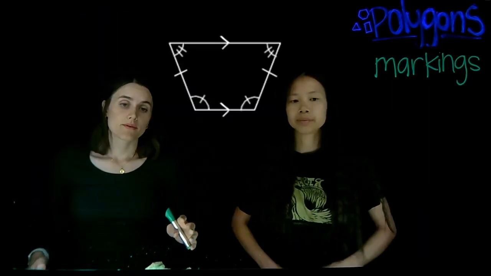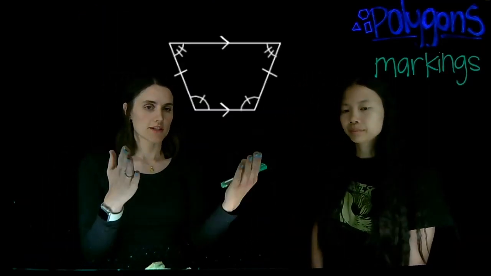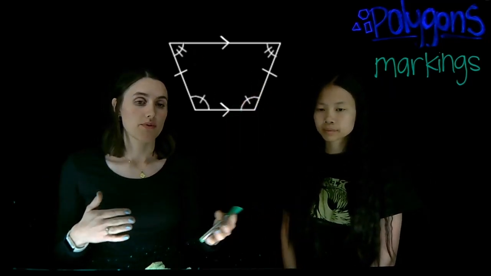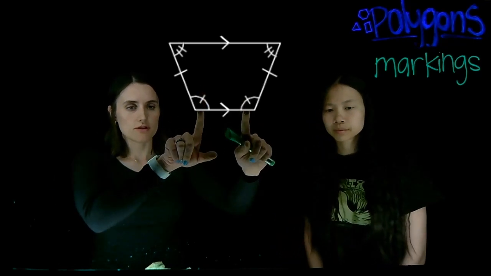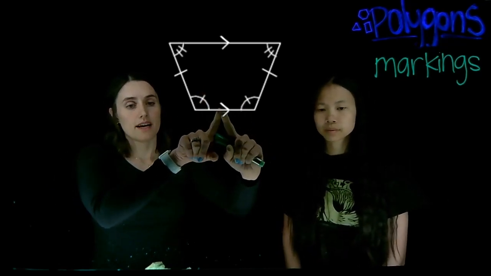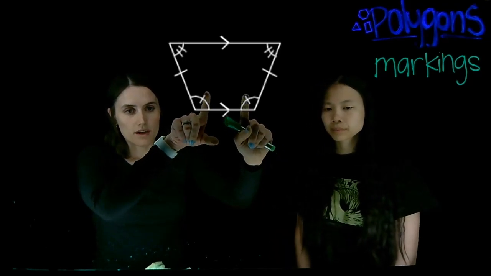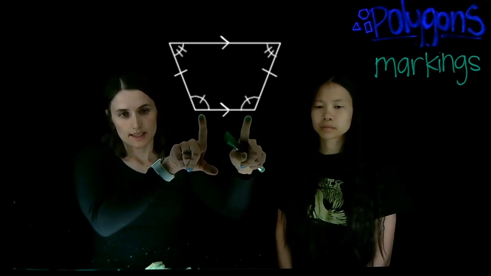So now that we have talked about features of polygons, let's talk about how we mark polygons. If you look at this trapezoid right here, there's a lot of different markings going on. Each of these markings tells us something about the polygon. So let's start with the angle markings. If we look at these two angles right here, these two angles are adjacent, and that just means that they lie on the same line. If you notice, both of these angles have one tick mark through them, and this tells us that these two angles are the same, or they are congruent.